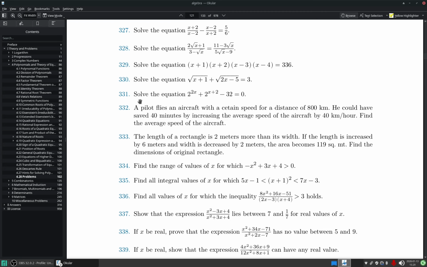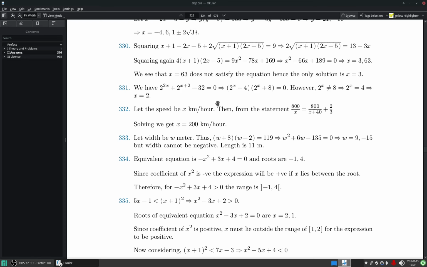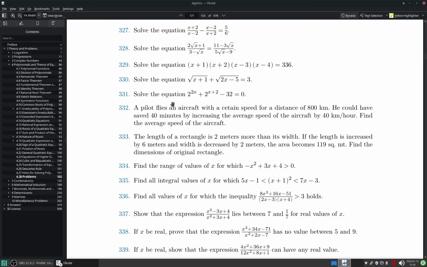Question 331 says: solve the equation 2 to the power 2x plus 2 to the power x plus 2 minus 32 is equal to 0. This is a very easy problem. You can write 2 to the power x plus 2 as 4 into 2 to the power x, and then you can factorize. You will get 2 to the power x minus 4 into 2 to the power x plus 8. However, 2 to the power x cannot be equal to minus 8. You see, this is plus 8, so this should be minus. Typing mistake. So 2 to the power x is equal to 4, so x is equal to 2.